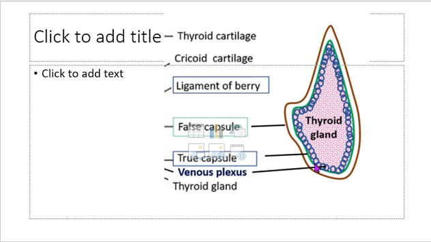Whereas in case of the prostate gland, the venous plexus is located between the true and false capsule here. So, during surgical removal, the prostate gland is removed, leaving behind both the capsules.